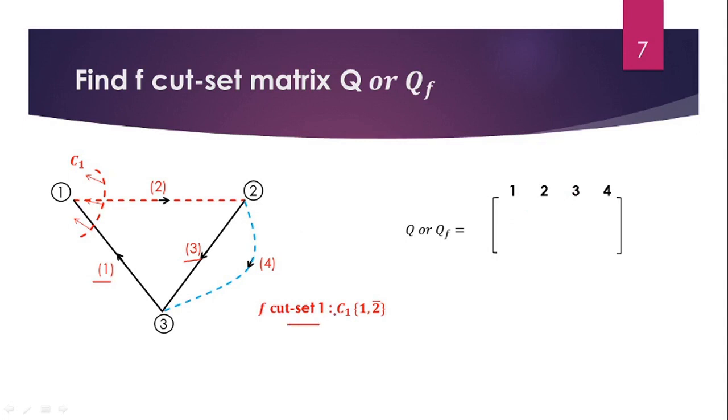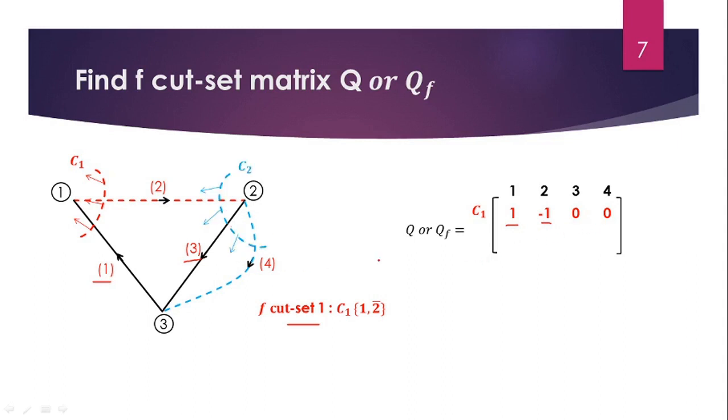So we get the first cut set. The branches cut by C1 are 1 and 2, where 1 coincides in the same direction and 2 is going away from the node. The cut set orientation is going towards node 1 and the branch is going away from the node. So the matrix elements are: branch 1 is cut in the same direction, branch 2 is cut in the opposite direction, and branch 3 and branch 4 are not part of the cut set, so they are 0.